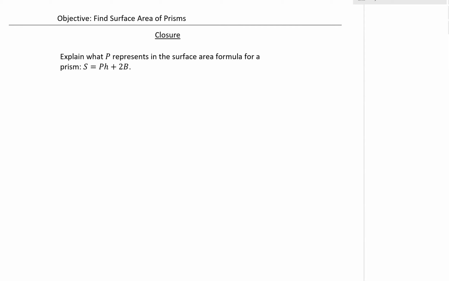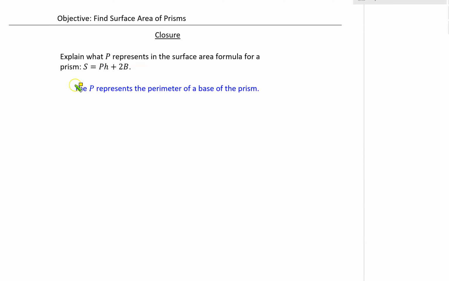So here is a little closure for this particular lesson. Especially with using formulas, if we have the formula given to us, or if we remember the formula in general, we also have to know how to interpret it. So one of the important things about the surface area of a prism formula is, what does P represent? What does P represent? And making sure that we interpret that and calculate it correctly. So, got in mind what P represents? About to reveal. Let's take a look.